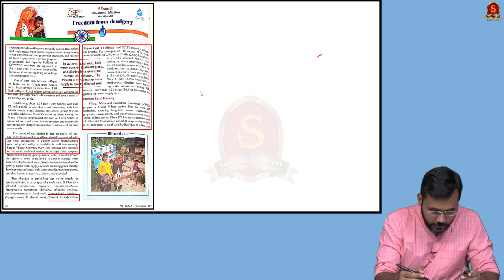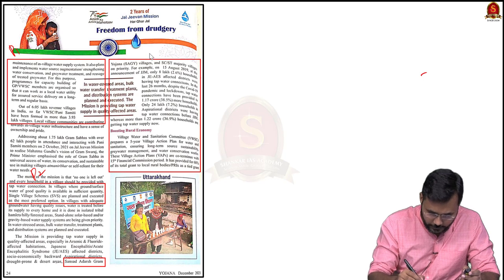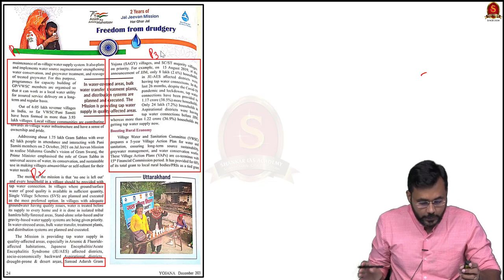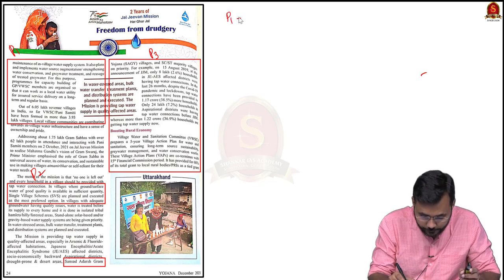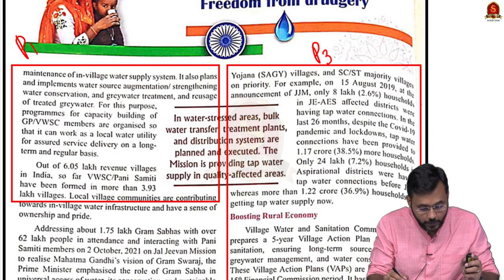So next thing is paragraphs 1, 2 and 3. So in this paragraph 1, it also implements water source augmentation, strengthening water conservation, grey water treatment and reusage of treated grey waters. For this purpose, programs for capacity building of members of Gram Panchayat or Village Water and Sanitation Committee are organized so that it can work as a local water utility for assured service delivery on a long term and regular basis.